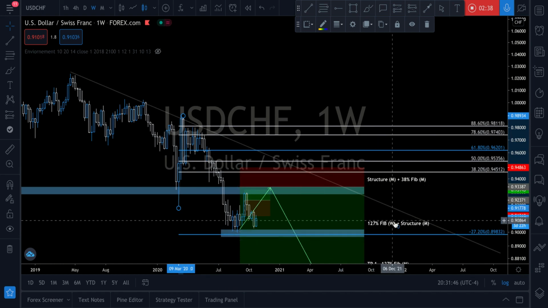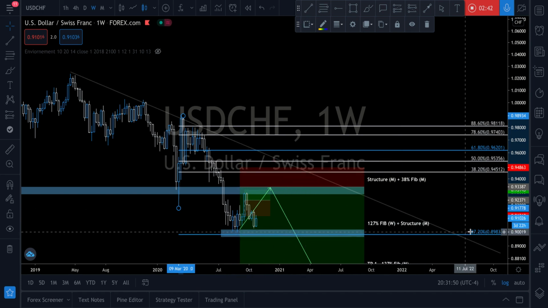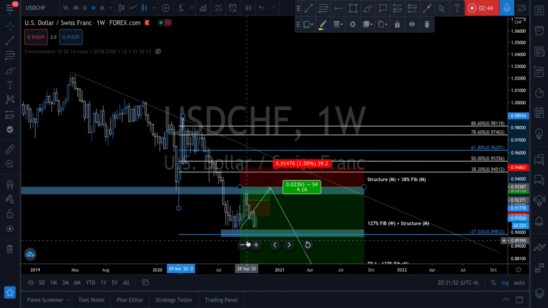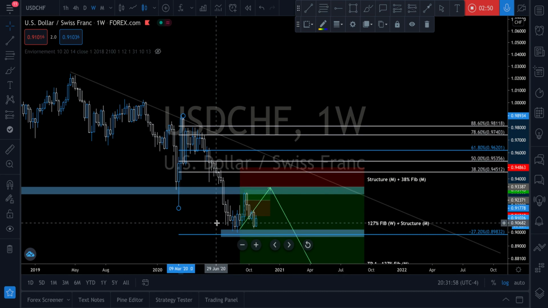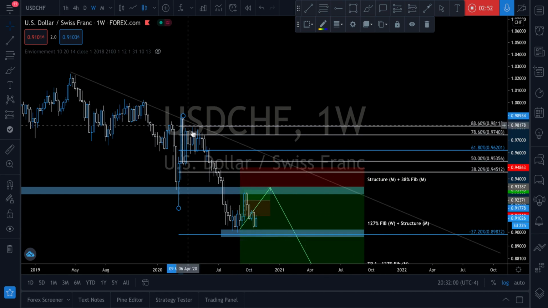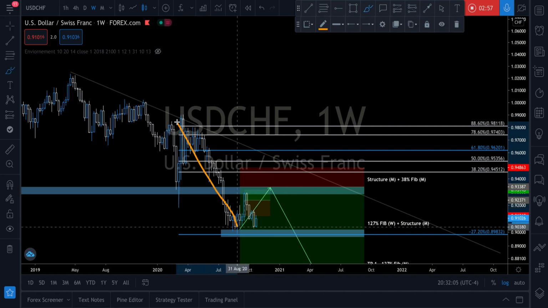And this one actually aligned with some structure on the monthly time frame as well, which also aligned with this 127 fib extension of the previous leg. So remember, if you always get information on a leg, you need to take the fib or the extension of the previous leg. So in this instance, we were trying to get information on this particular leg right here.